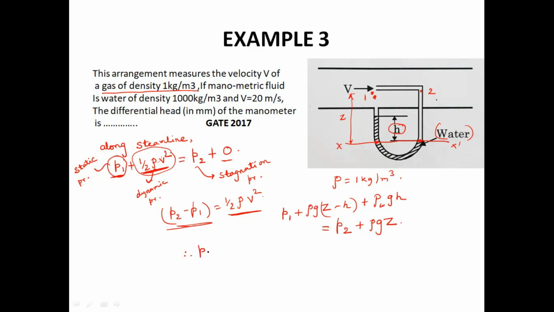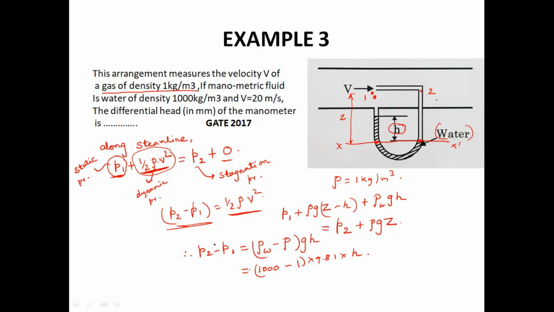So P2 minus P1, from the manometric equation, rho gz will be cancelled out from both sides because z is just an arbitrary variable term we are taking. So it will give you rho w minus rho g into h. Rho w is 1000, rho is 1, into 9.81 into h. We are asked to find out h.